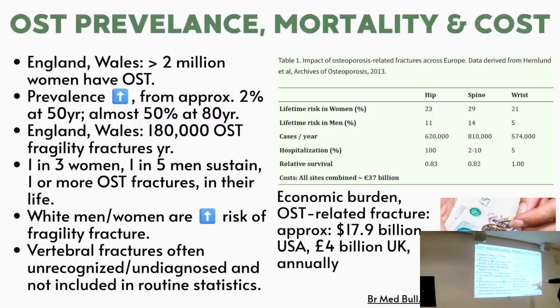Now, if you look, you can see you've got relative survival scores. So if you end up having a hip fracture, in this particular table, chances of survival are only around about 83%, because only 83% of people with that hip fracture associated with osteoporosis survive.